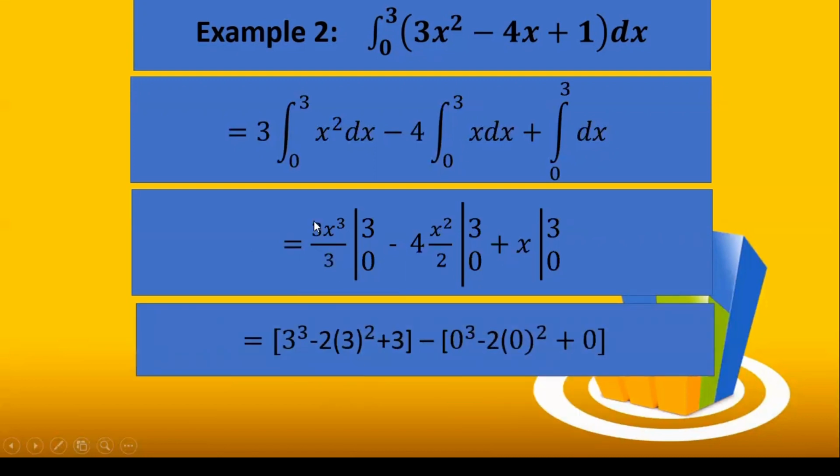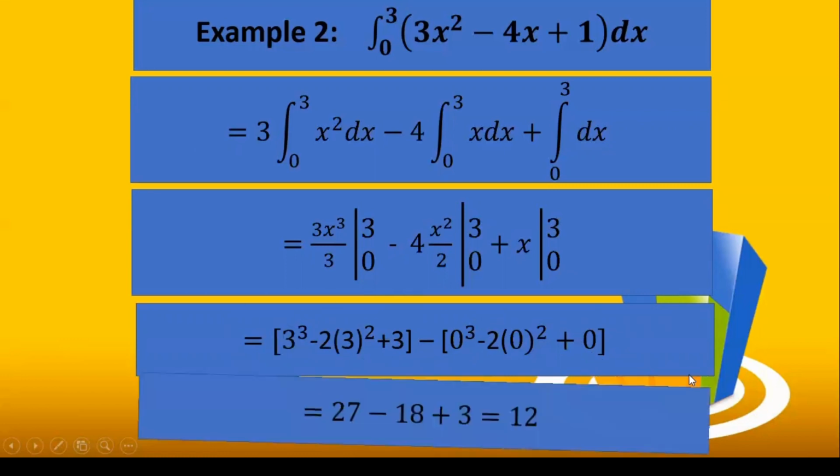So we have here, cancel 3 here. So 3 cubed minus 2, 4 divided by 2 is 2. Then you substitute 3 squared plus 3. Since 0 raised to a number is 0, so minus f of 0: 0 cubed minus 2 times 0 squared plus 0. So final answer, 27 minus 18, this one 9 times 2 is 18, plus 3. The answer is 12.